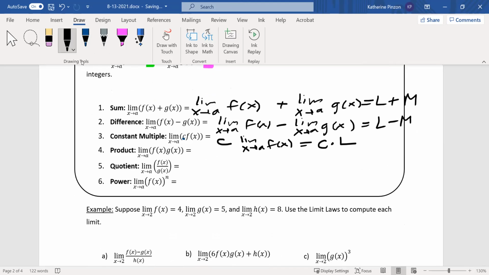Okay, product, same way, distribute it. We don't really distribute across the product, but imagine you could. Limit as x approaches a f of x times limit as x approaches a g of x. So in terms of our two letters, this first one was L, the second one was M.